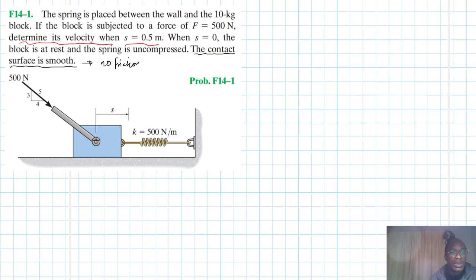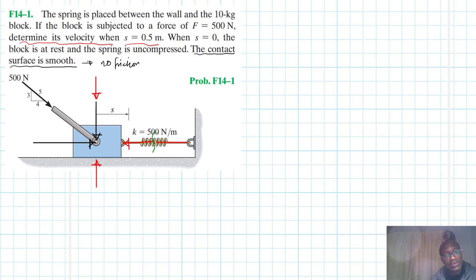Then let's draw the free body diagram. We expect a vertical component and a horizontal component of this applied force. Then we are going to have the weight of the block as well as the normal force. And as this block begins to move, we are going to experience a reaction force from the spring on the block, pushing against its motion.